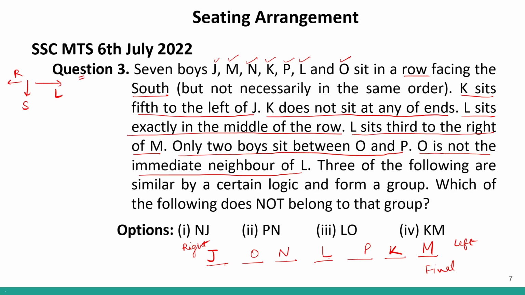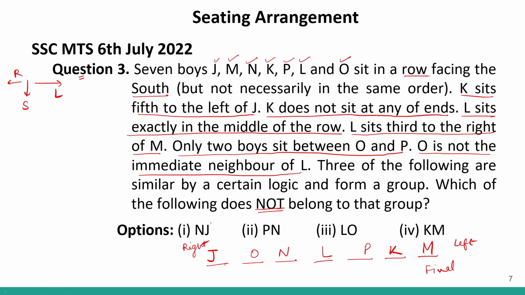Okay. Now it is given to us in the question that 3 of the following are similar by a certain logic. So there are 4 options. 3 of them are similar and therefore they form a group. We have to find that does not belong to the group. So out of the 4 options, 3 will have a similar pattern. 1 will be different and that we have to find out.